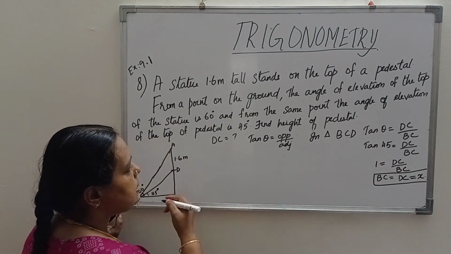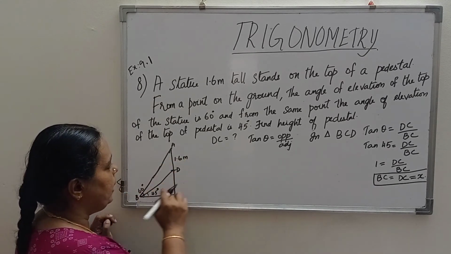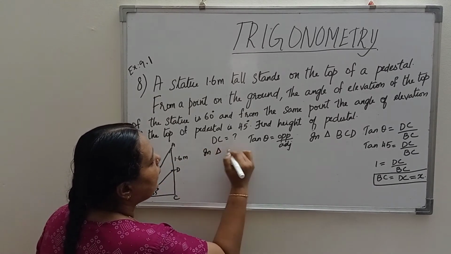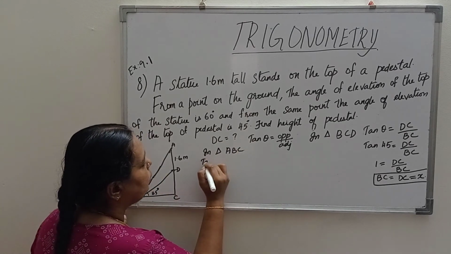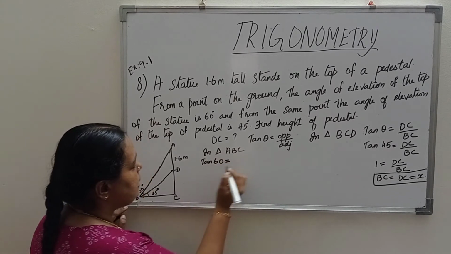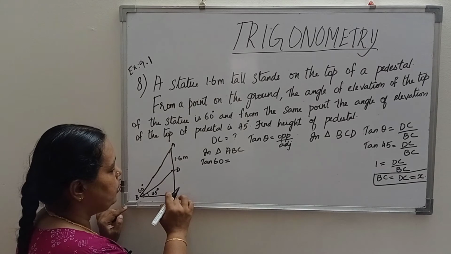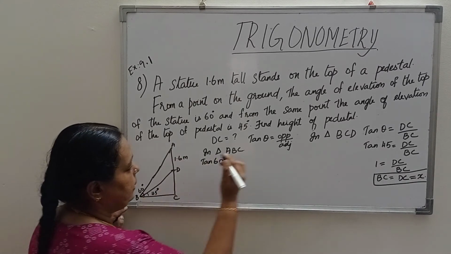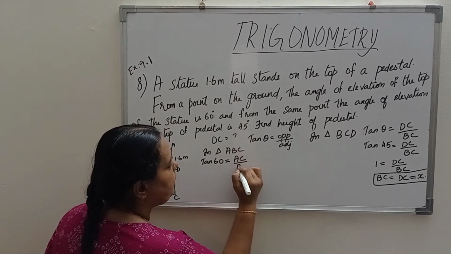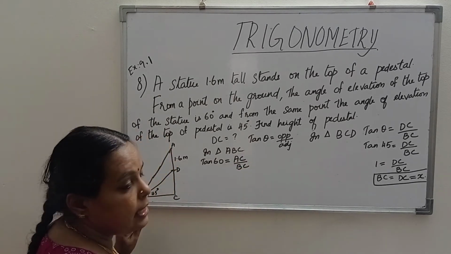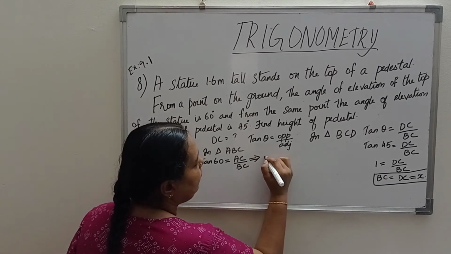Now let's consider the next triangle ABC. In triangle ABC, again tan 60 is equal to opposite by adjacent. Which is the opposite side? AC is the opposite side and BC is the adjacent. So tan 60 is equal to AC by BC. What is tan 60? Tan 60 is nothing but root 3.